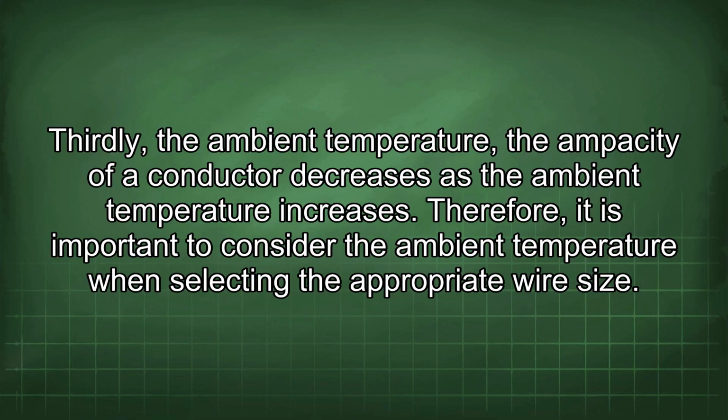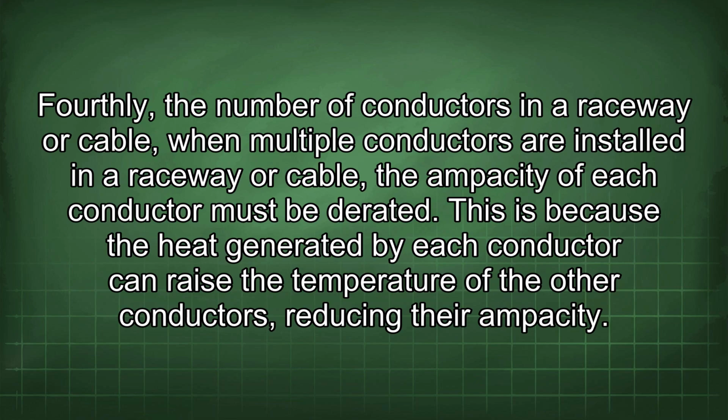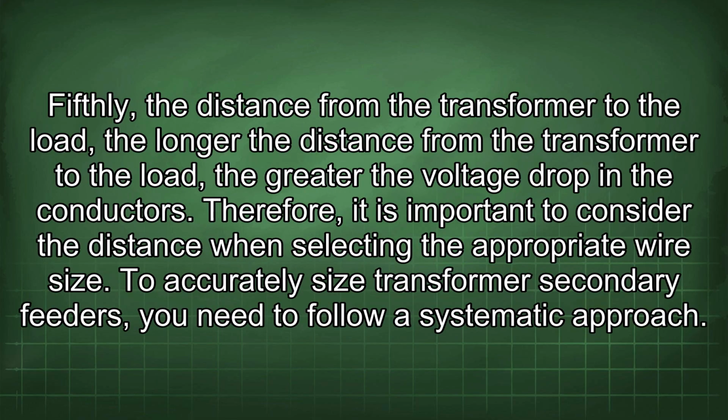Thirdly, the ambient temperature. The ampacity of a conductor decreases as the ambient temperature increases. Therefore, it is important to consider the ambient temperature when selecting the appropriate wire size. Fourthly, the number of conductors in a raceway or cable. When multiple conductors are installed in a raceway or cable, the ampacity of each conductor must be derated. This is because the heat generated by each conductor can raise the temperature of the other conductors, reducing their ampacity. Fifthly, the distance from the transformer to the load. The longer the distance from the transformer to the load, the greater the voltage drop in the conductors. Therefore, it is important to consider the distance when selecting the appropriate wire size.